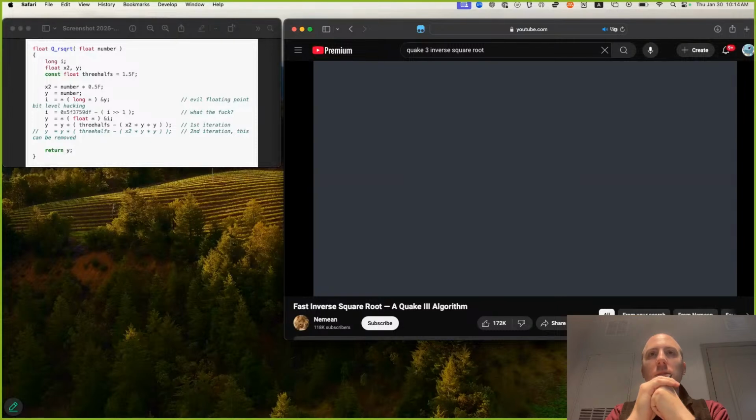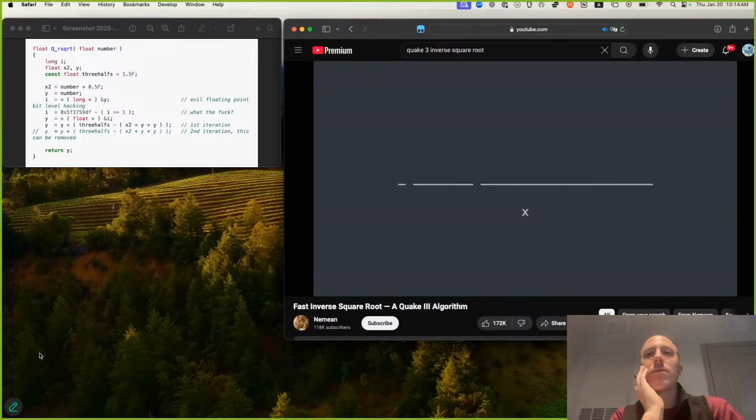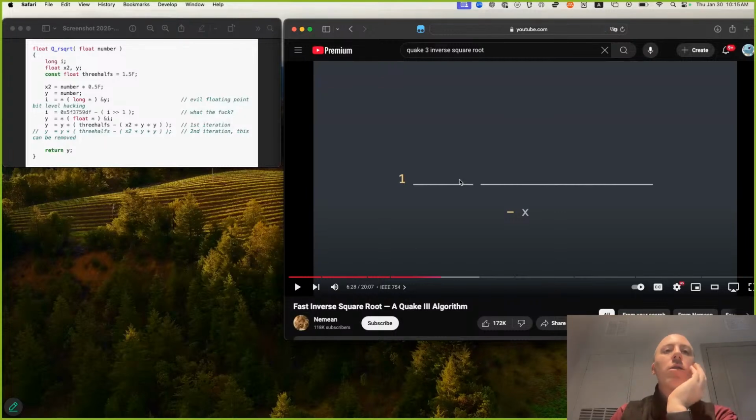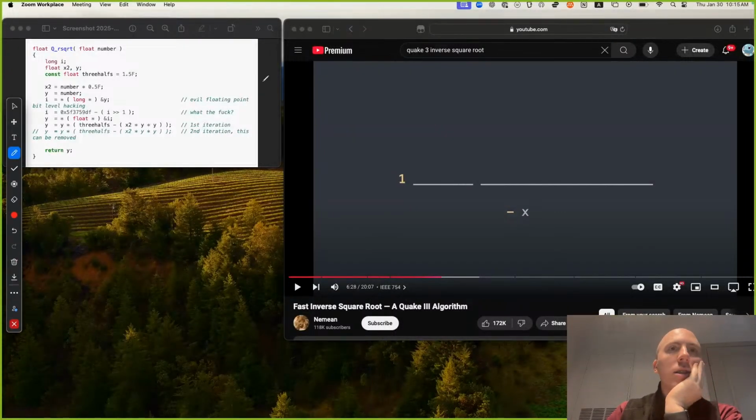IEEE standard 754 defines the following. We are, as usual, given 32 bits. The first bit is the sign bit. If it is 0, the number is positive. If it is 1... So just recall, the whole point of this is we're encoding a decimal number.